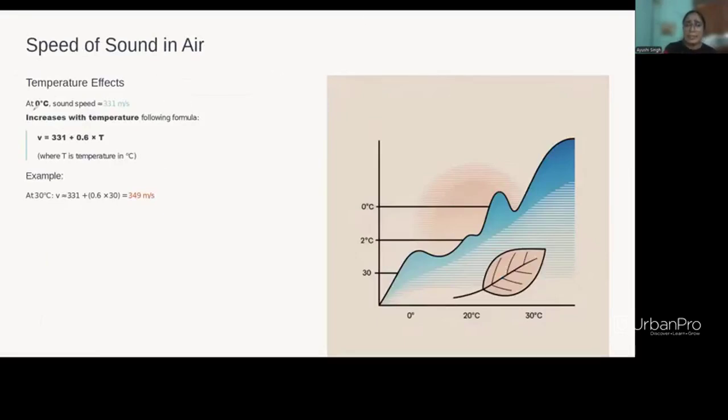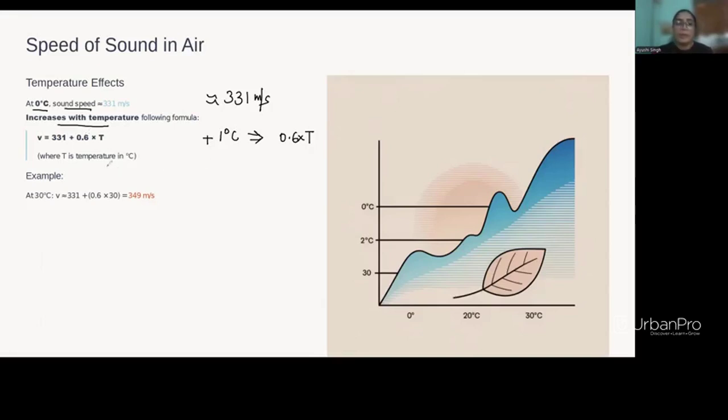Now, speed of sound in air. At 0 degrees Celsius, the sound speed is around 331 meter per second. Not exactly, but around 331. And it increases with the temperature. With every 1 degree increase in the temperature, there is an increase of around 0.6.